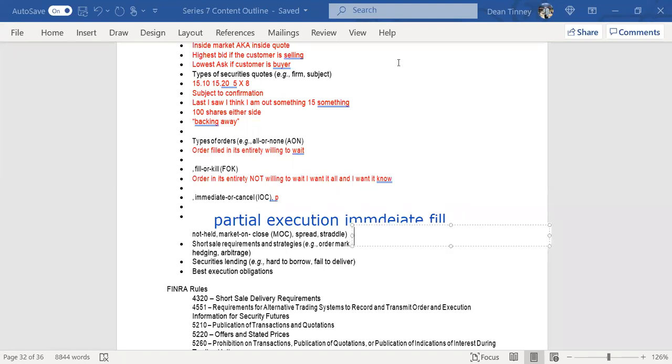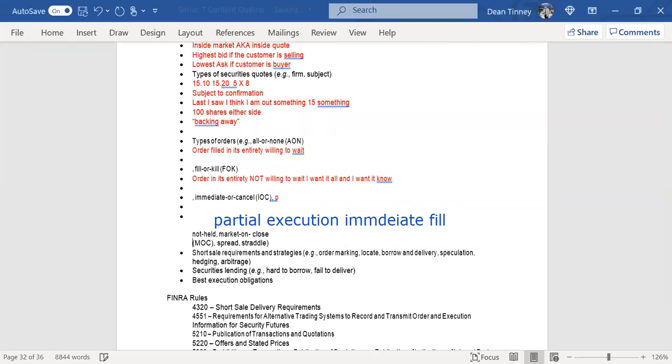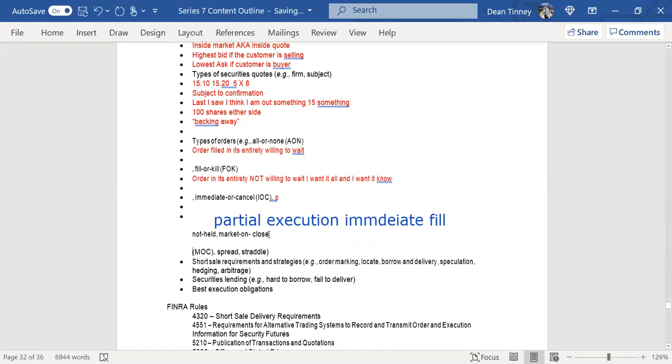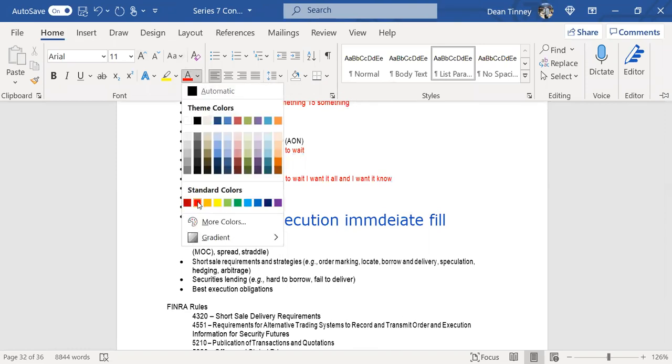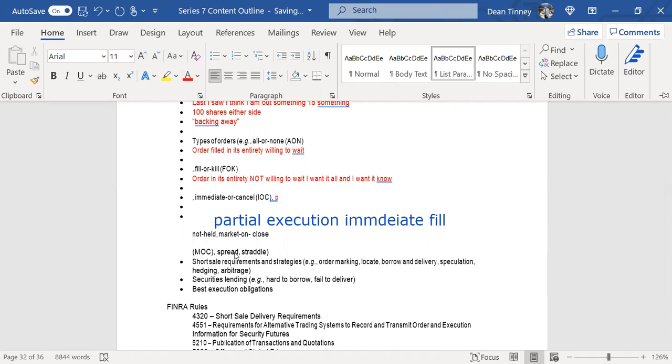All right, let's see, back now. Our next one that we get tested on, this one does show up quite a bit, is a market not held order. There's a couple of test questions about a market not held order. The first question about a market not held order is who has it. It's held by the floor broker.